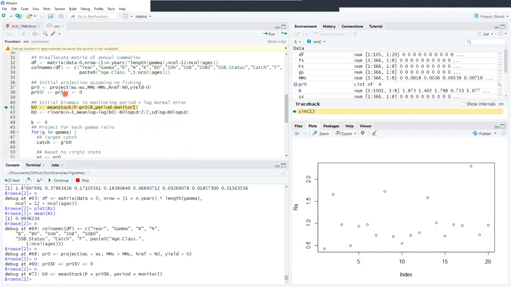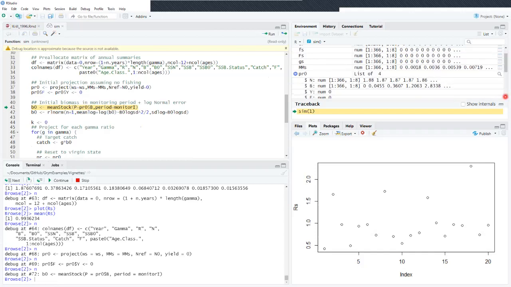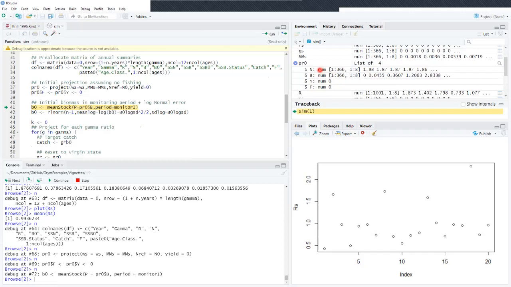But if we look at that thing, if we look over here, PR0, it says that PR is a list with 4 components. It's got N's, abundances, B's, biomasses, Y is your yield. We've set that to 0, and F is your scaling of the fishing mortality. And again, we've set that to 0.